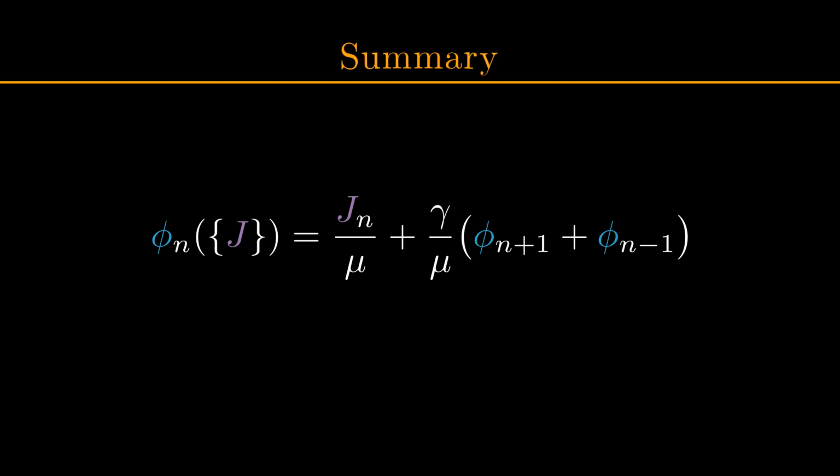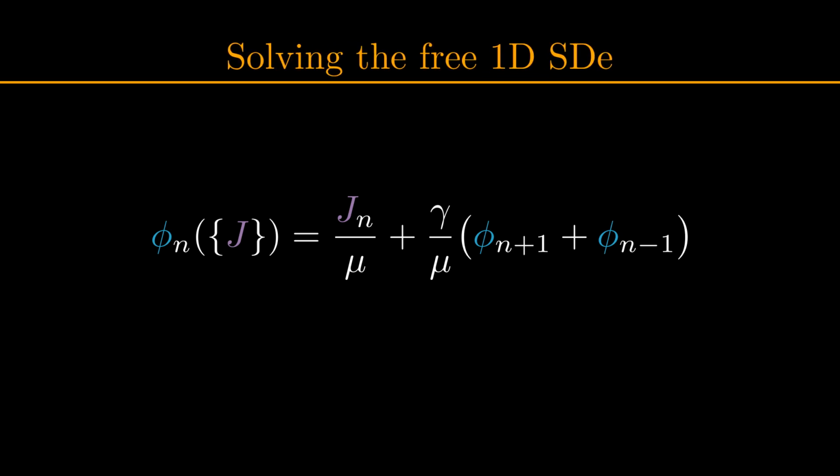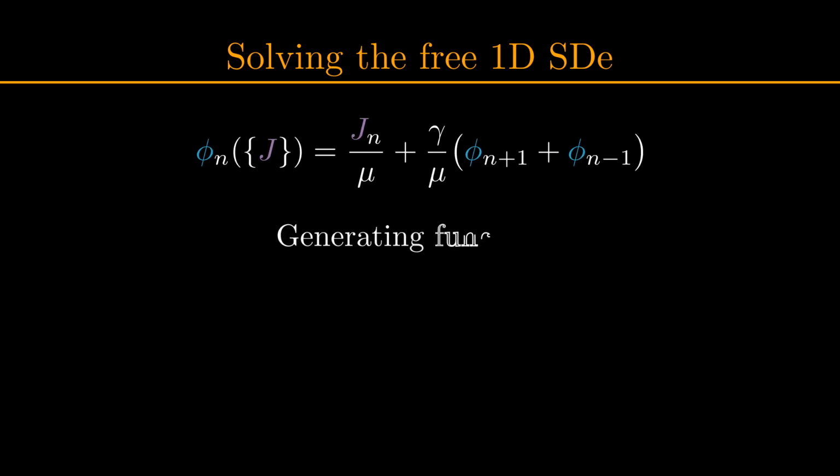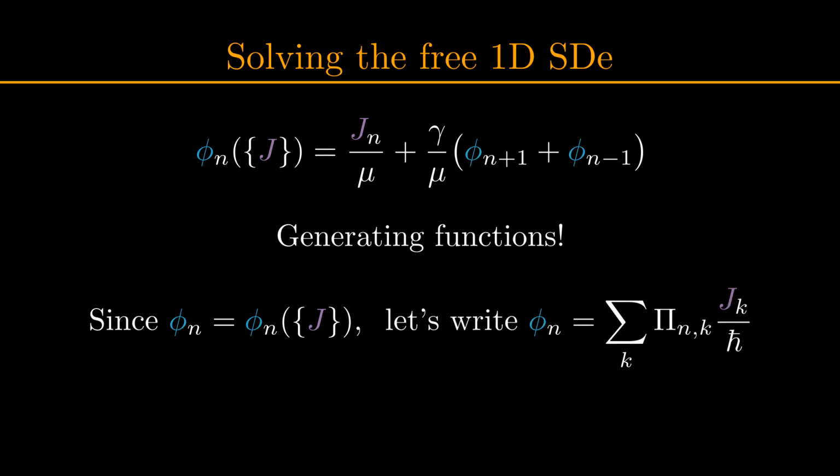So how should we begin to solve it? Whenever there is an infinite set of objects with some relation between them, it is always a good idea to use generating functions. Since our field phi n is a function of the infinite set of sources j, it makes sense to write phi n as a sum over all these sources jk, each matched with what we will call the propagator capital Pi sub nk. We also divide by h bar to fix the units.